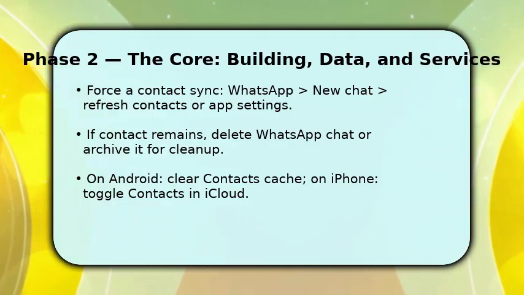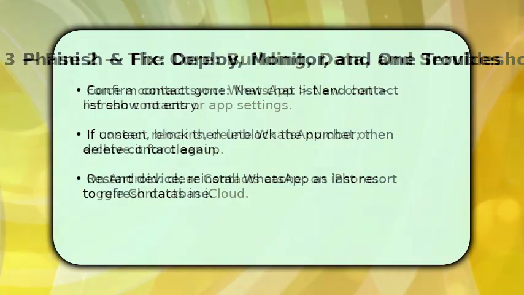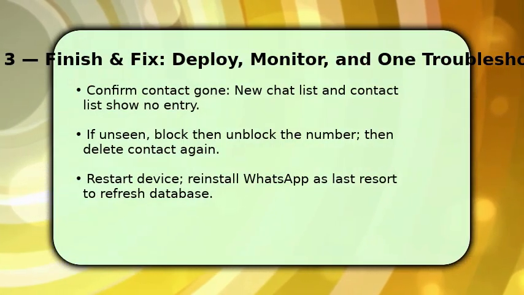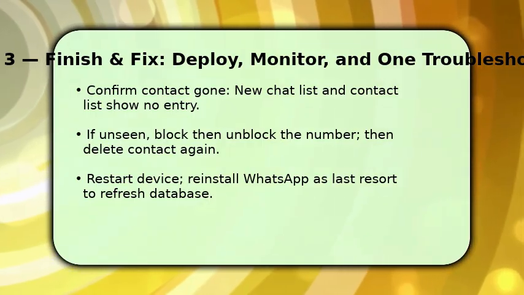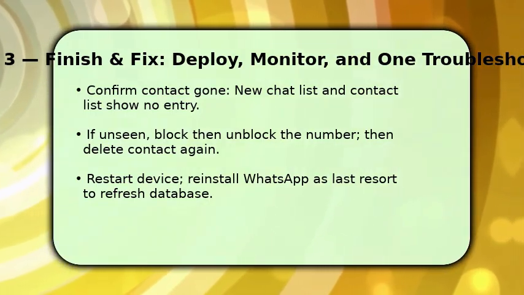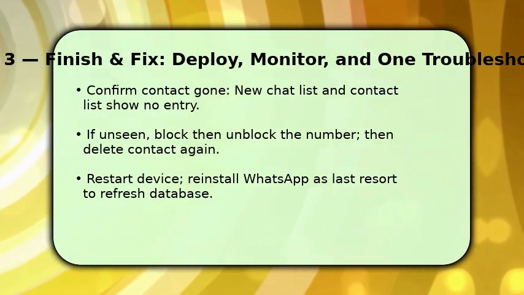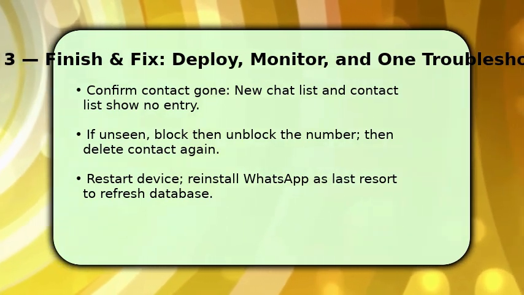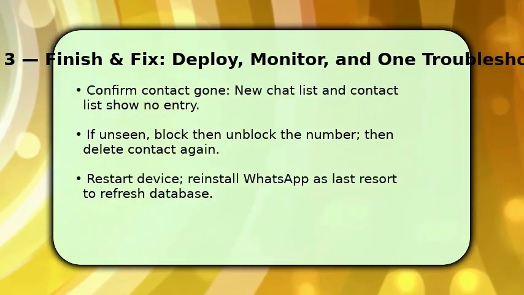Finally, verify the number is gone by checking New Chat and your contacts within WhatsApp. Once done, also remove any leftover chat threads if present. If WhatsApp still shows the number, block the number, then unblock it. This can clear residual references, and then check after a sync.